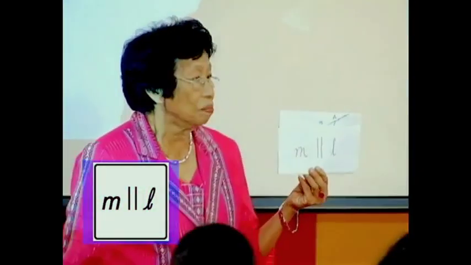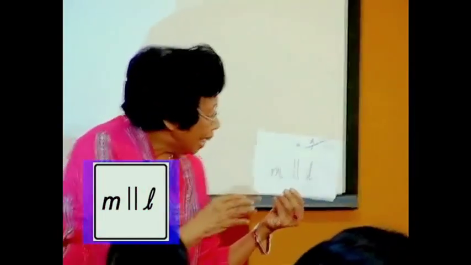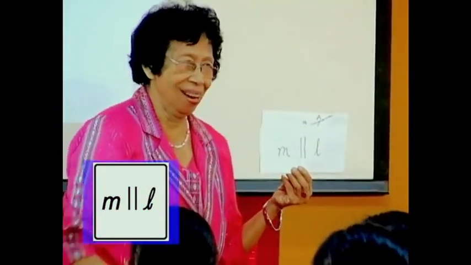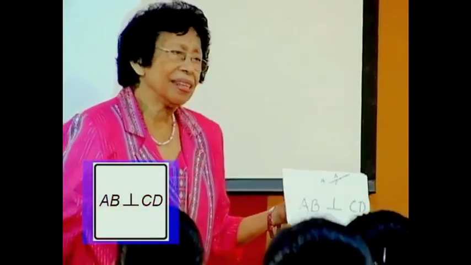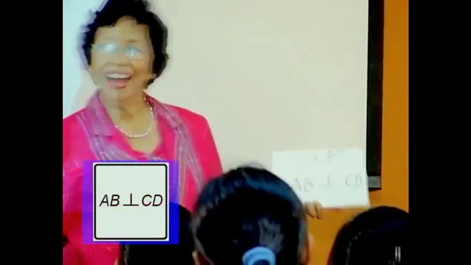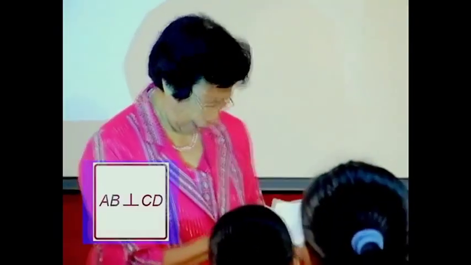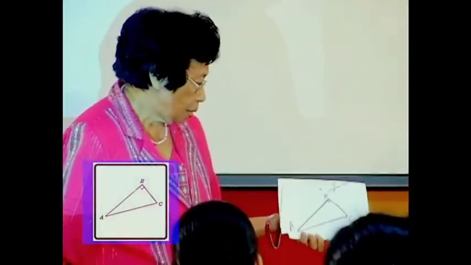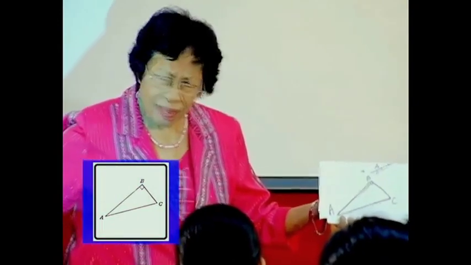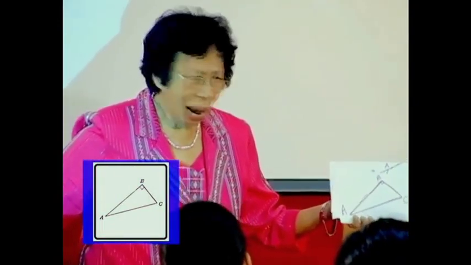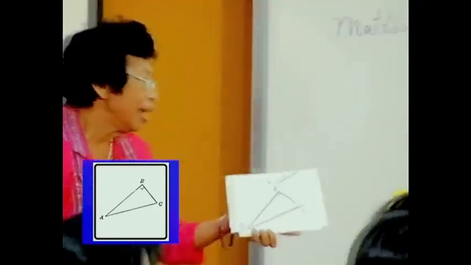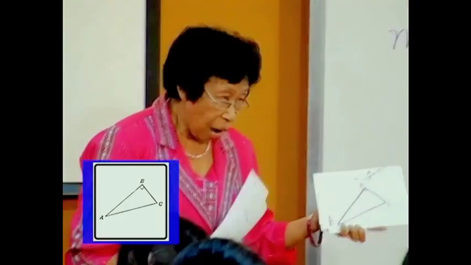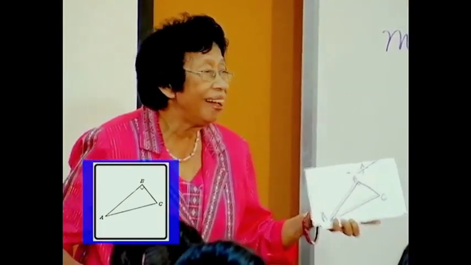Let's have this. What does it mean? Yes? M is parallel to L. Read this sentence. Yes? AB is perpendicular to CB. Okay. And this, does it say anything? What does this symbol indicate to you? Yes. Triangle ABC is a right triangle. It's a right triangle with right angle at B.